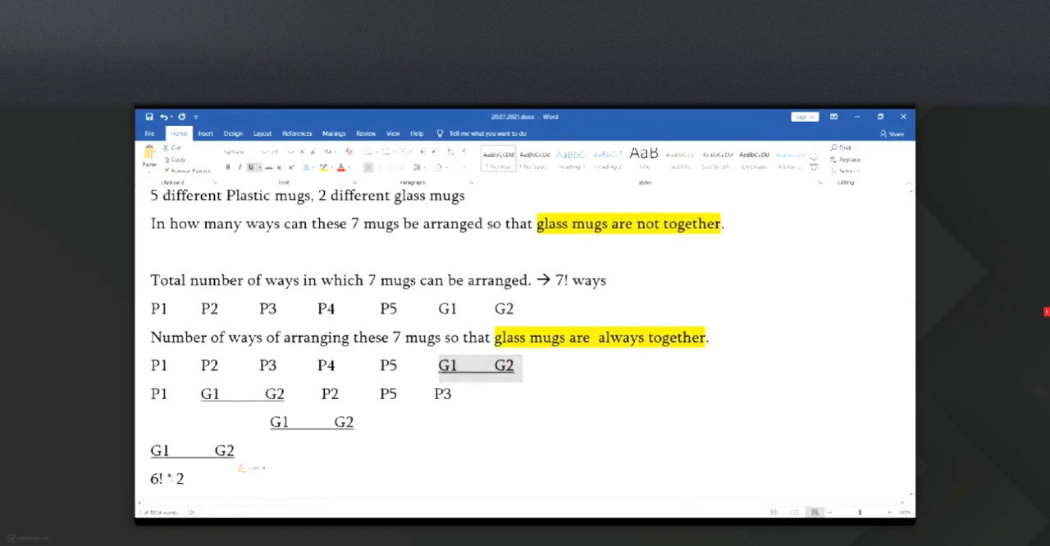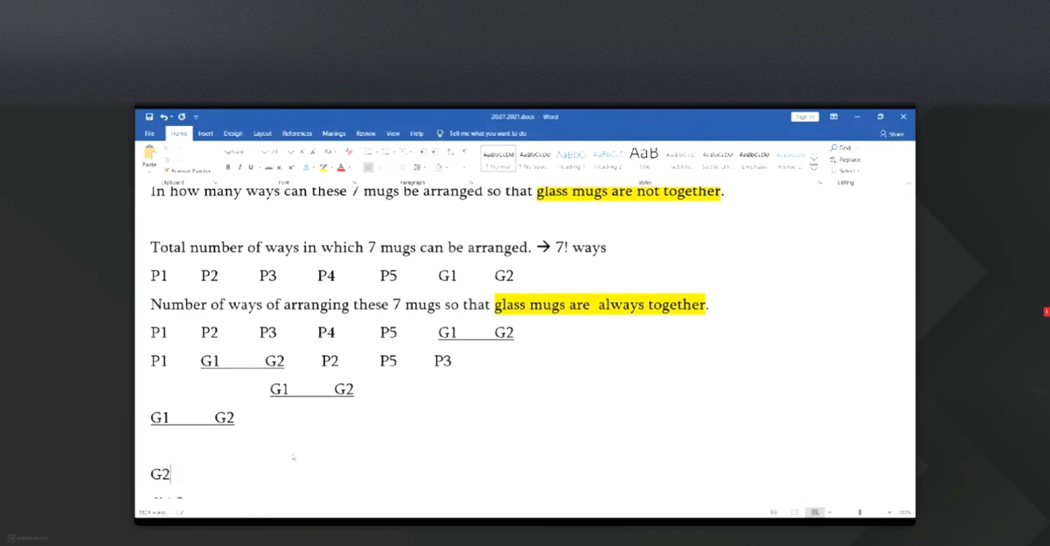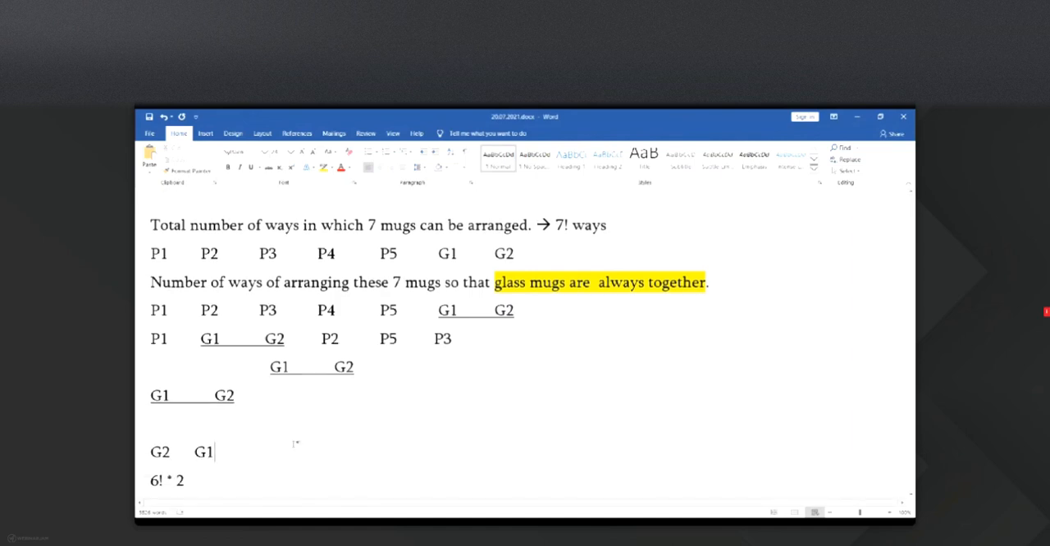Now, why is this multiplied by 2? See, it is G1, G2, but between these 2 they can rearrange themselves, right? It is only said that they should be together. But it can be G2, G1, this is also possible, right? They can arrange themselves within G1 and G2. That can happen in 2 factorial ways, right? That is why this 2.